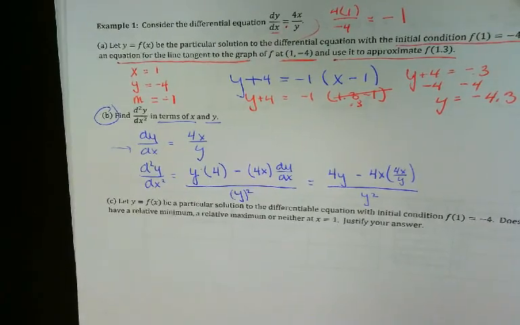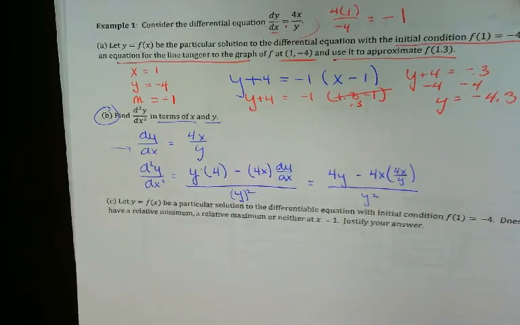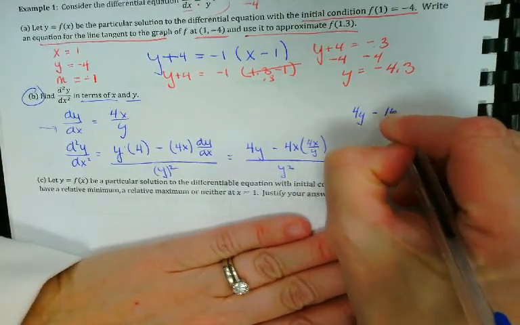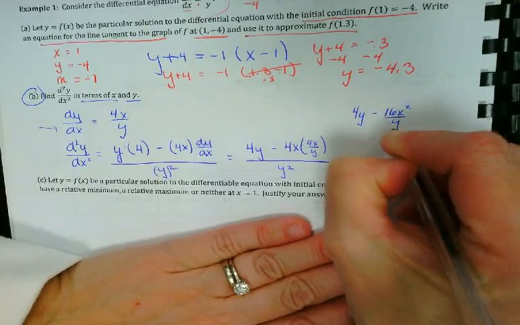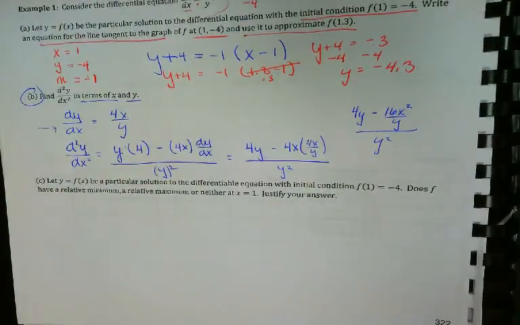Now, if it's not multiple choice, I'm probably not going to clean this up. This is going to be worth your full credit. If it's multiple choice, let's just practice how we would clean this up. Okay, so I would say I have 4y minus 16x squared over y, all over y squared. I can multiply those numerators together.